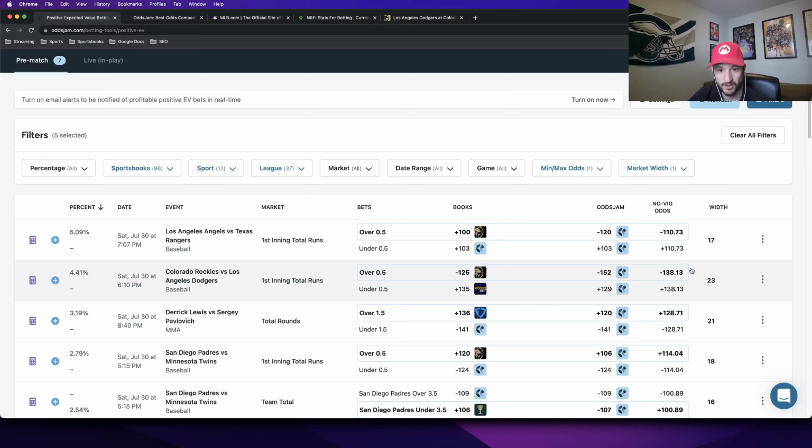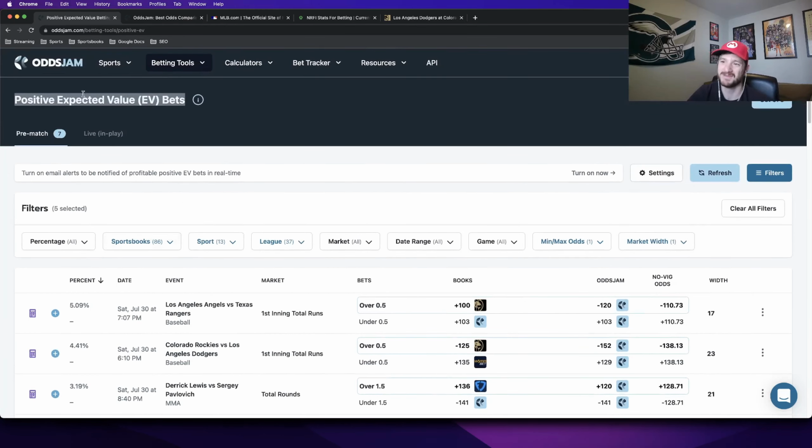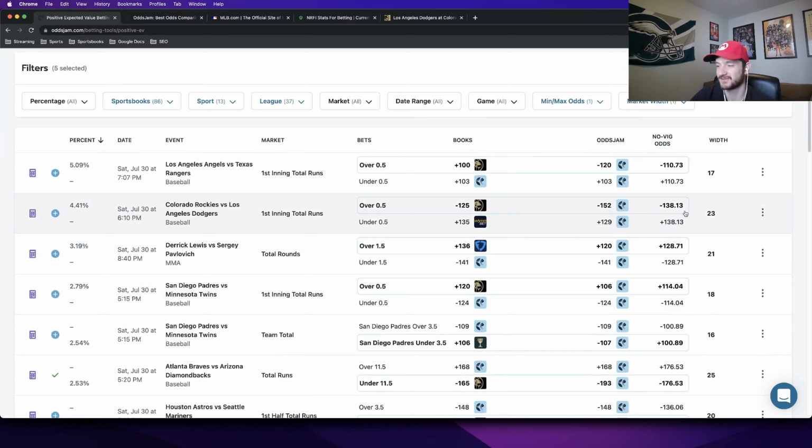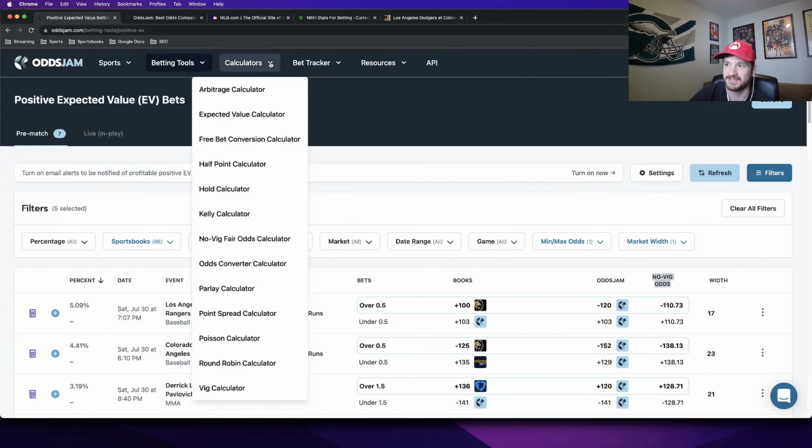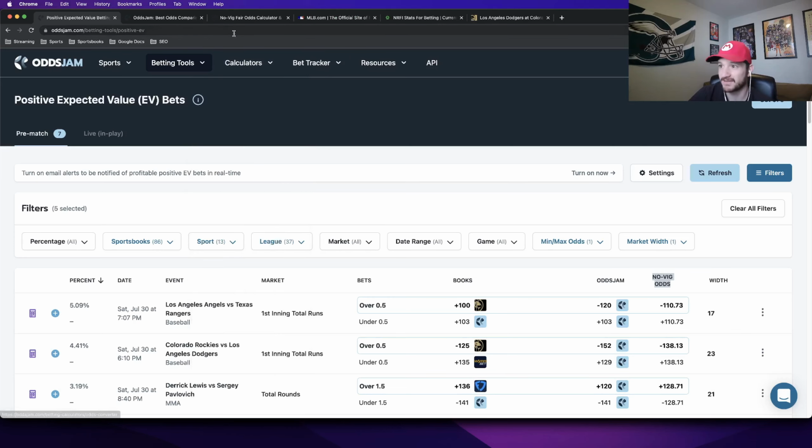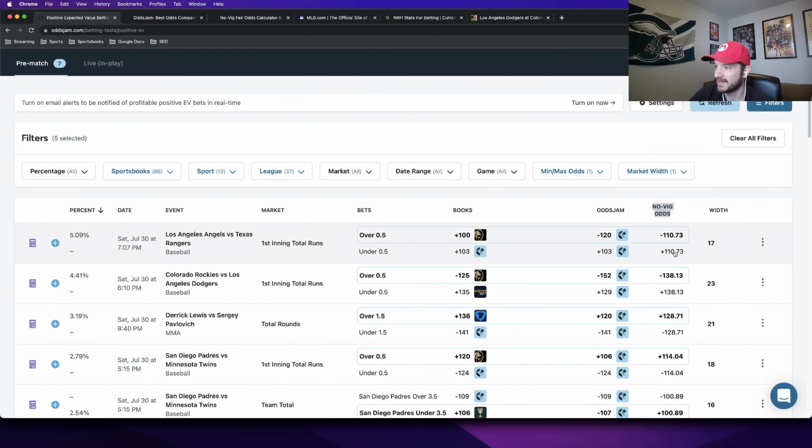But before I can really confirm whether this is a positive EV play or not, aside from the fact that it's on this page, the first thing you need to do is look at the no vig odds. And that is this column right here. The vig is essentially the juice or the tax that sportsbooks price into odds themselves. The easiest way to understand it is to go to calculators, then no vig fair odds. The positive EV page calculates the no vig odds for you, but if you want to learn how to calculate them yourself, you just go to this calculator page.